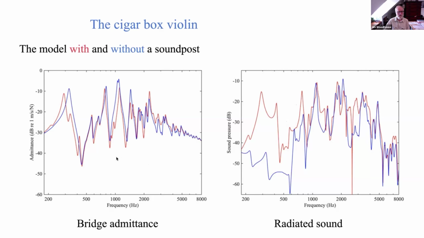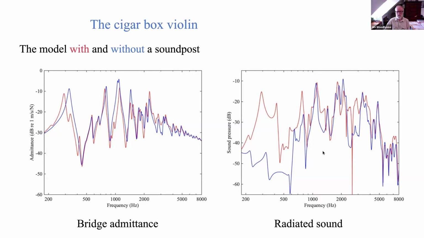So here are two comparisons. On the left is the bridge admittance with a theoretical bridge, where everything is theoretical here. The red curve is with the post in, the blue curve is with no post at all. And probably your first impression of this is that they're really remarkably similar. So removing the post altogether has not made all that much difference to the bridge admittance. There are places where there are 10 dBs different, but not all that different.